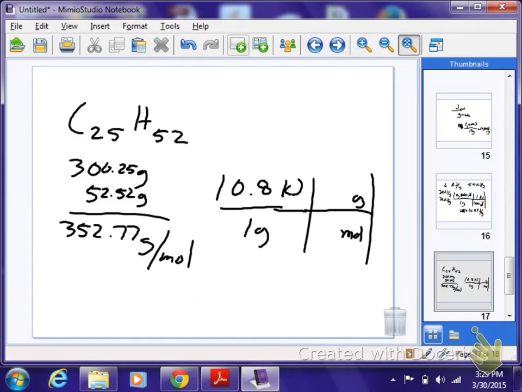352.77 grams. I'm just going to round that to 353. So there's 353 grams for every 1 mole. I'm going to get a big number. So then multiply it out and see what you get. Then I want you to look at that last column in your book to see if that's a realistic number based upon the numbers in our book.